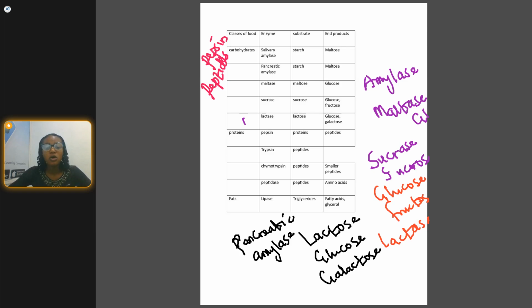All right, so the second enzyme under protein is the trypsin. What is the function of the trypsin? The trypsin acts on peptides, and the end product is smaller peptides.